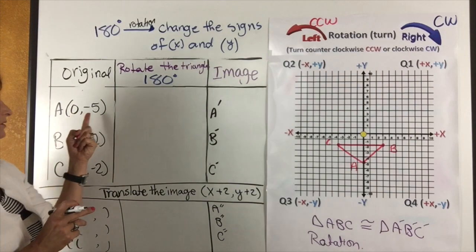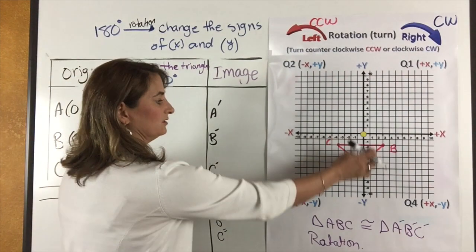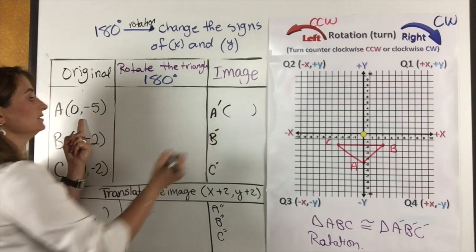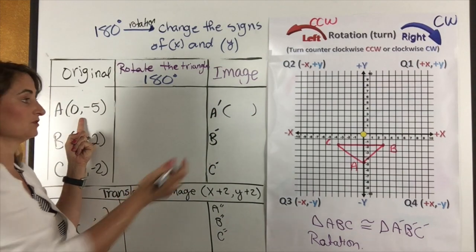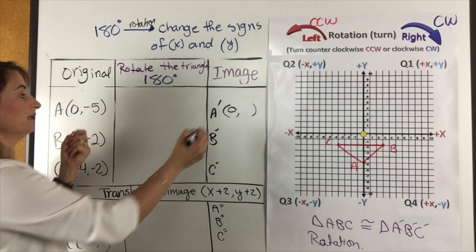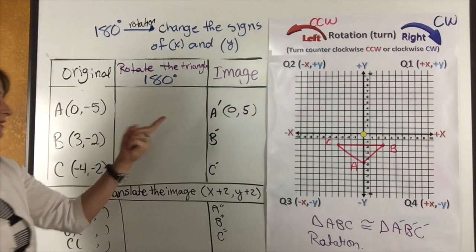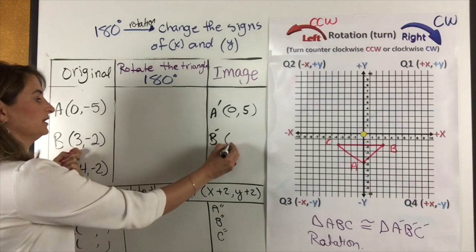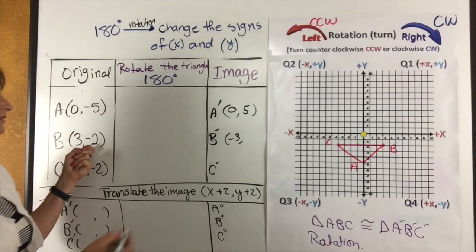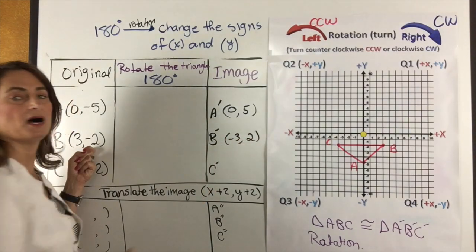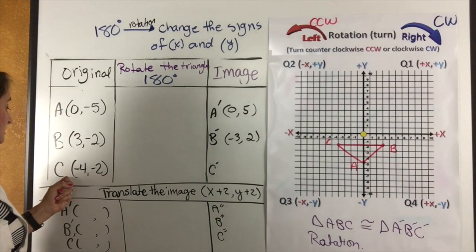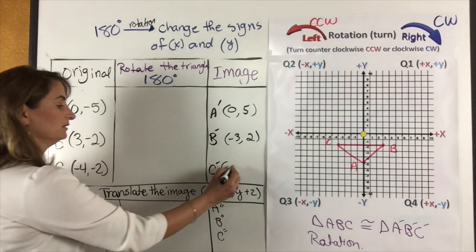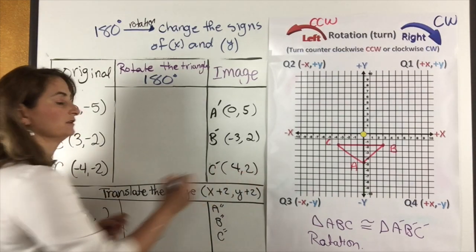So A is 0, negative 5. All you have to do is change the sign. The 0 does not have a sign, so it stays 0. And the negative 5 becomes positive 5, and that's A prime. For B prime, change the positive to negative, so it becomes negative 3, and the negative to positive becomes positive 2. And for C prime, change the signs, both of them will become positive 4 and positive 2.